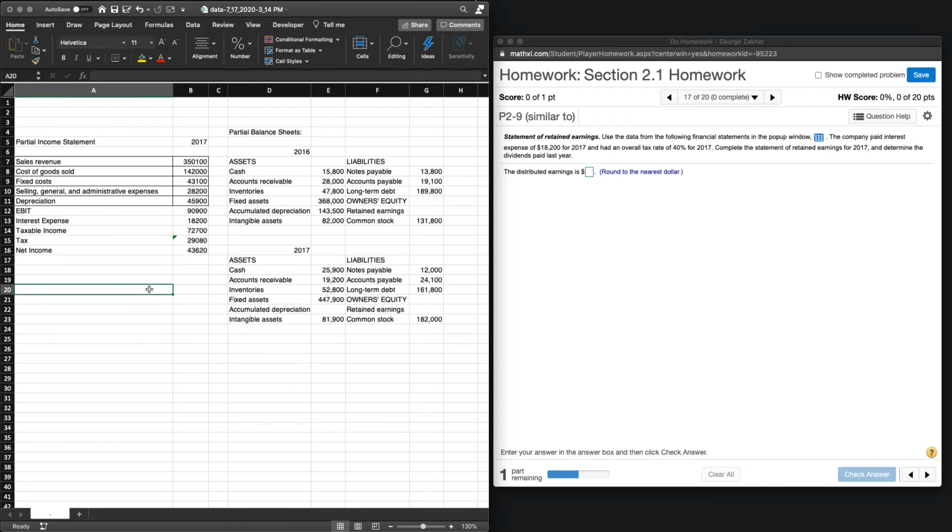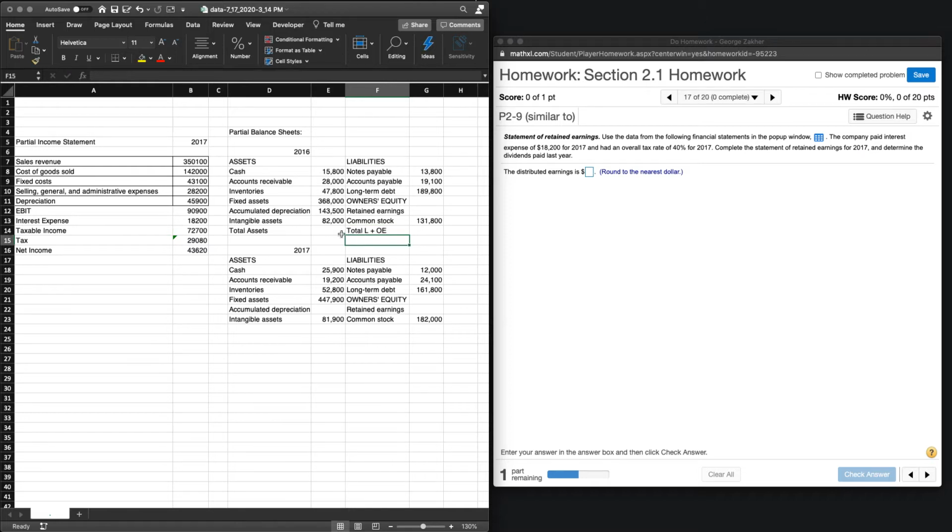Let's take a look at completing the balance sheet. In terms of completing the balance sheet, we have to remember the accounting identity, which is that total assets is equal to our total liabilities plus owner's equity.